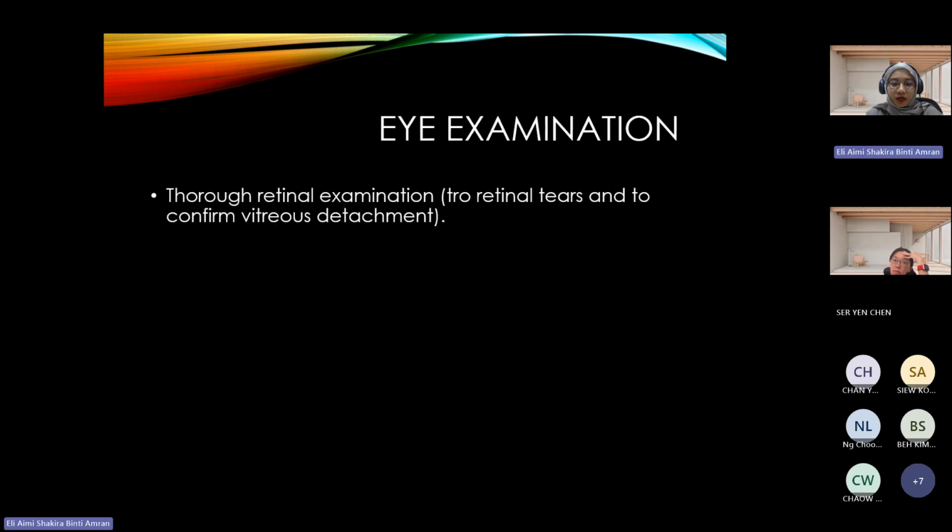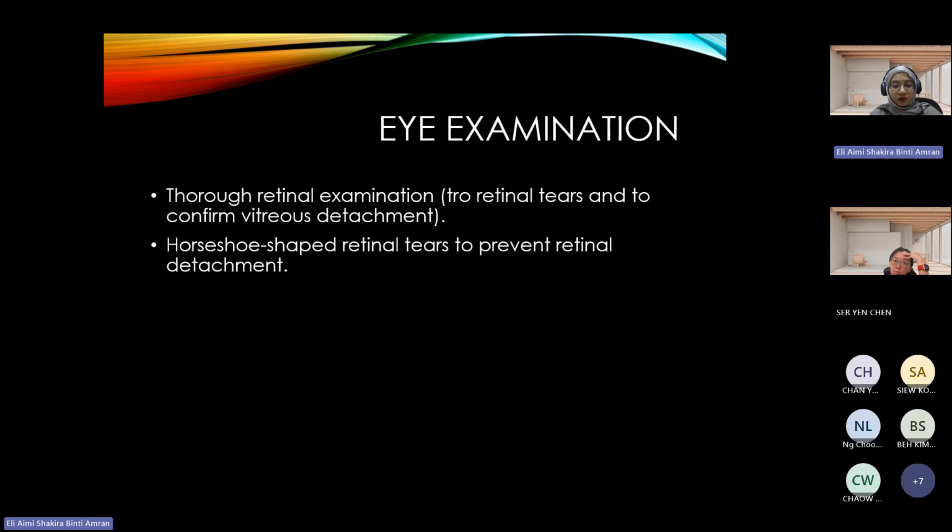Through retinal examination, we can rule out a retinal tear and confirm vitreous detachment. This can be done with fundus or a 90D lens. Look for a horseshoe-shaped retinal tear to prevent retinal detachment.